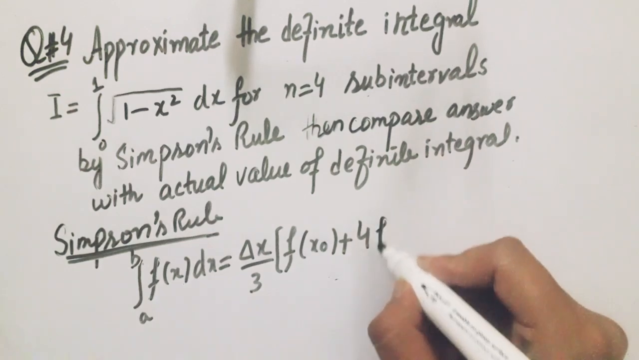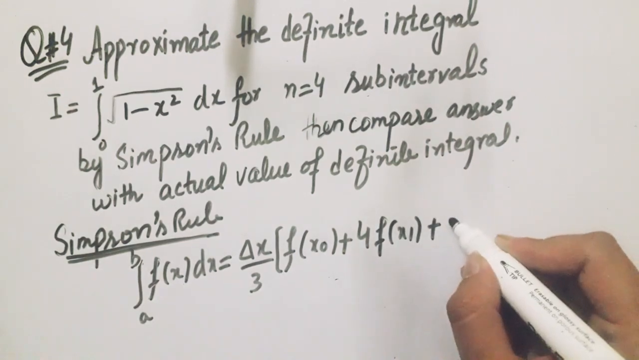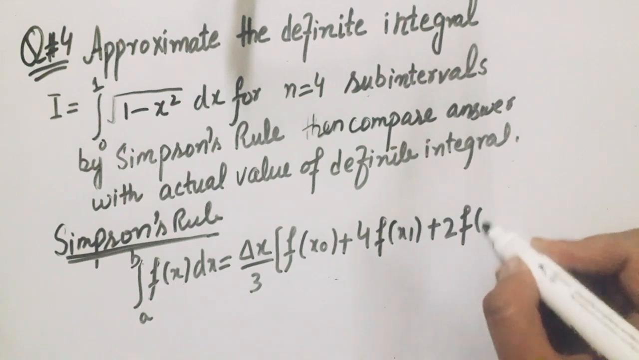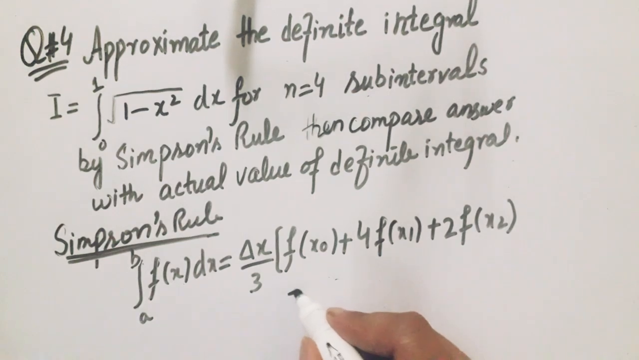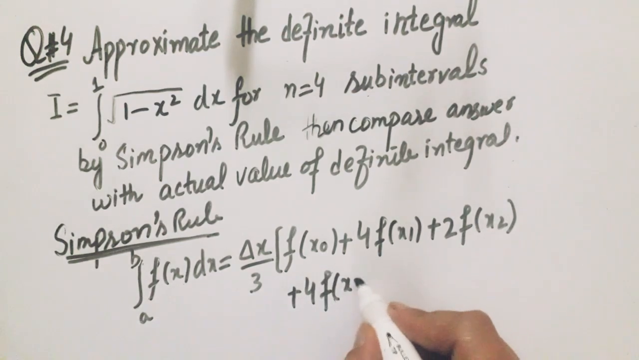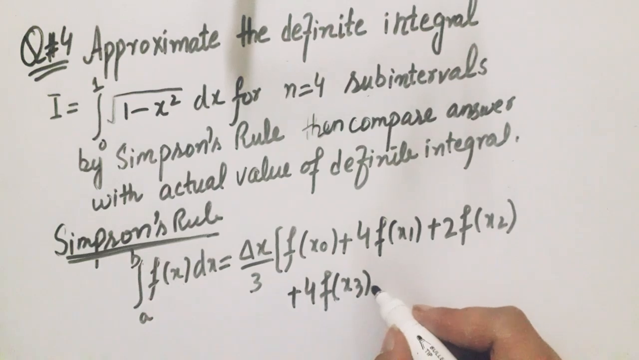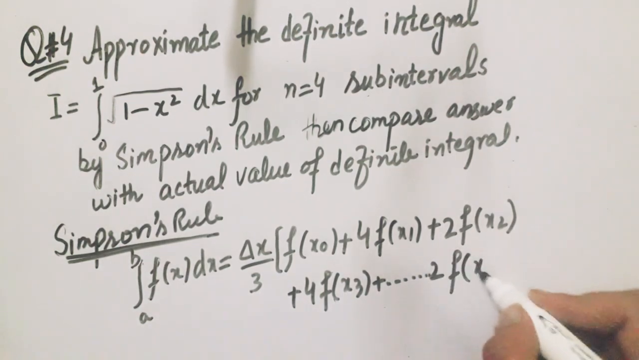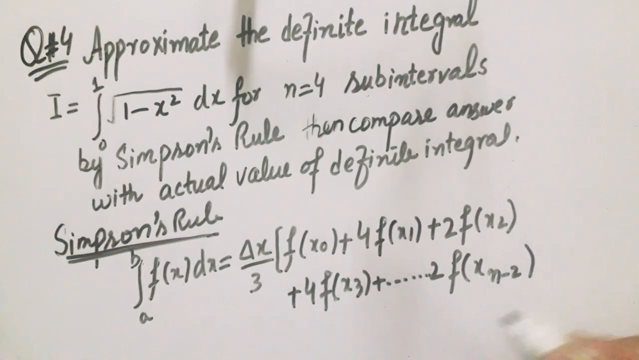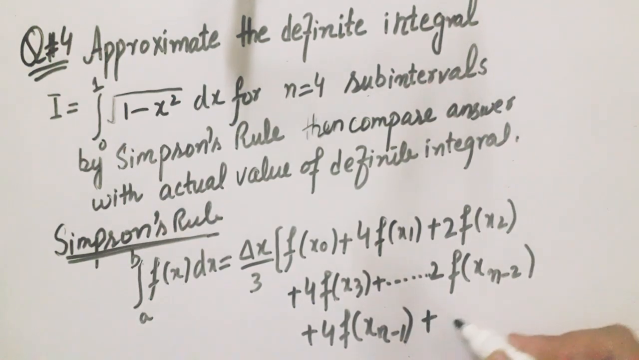So 4 f of x1 plus 2 f of x2 plus 4 f of x3, and so on, up to 2 into f of x n minus 2 plus 4 f of x n minus 1 and then plus f of x n.